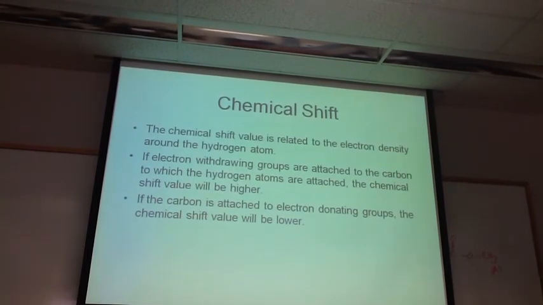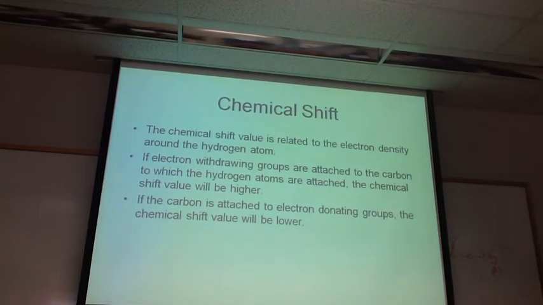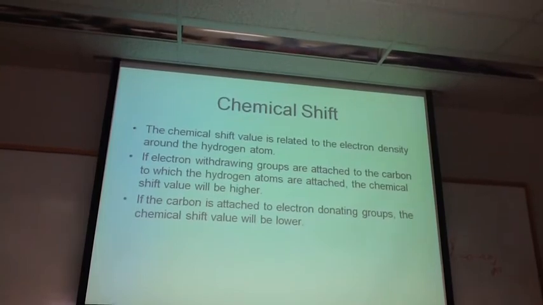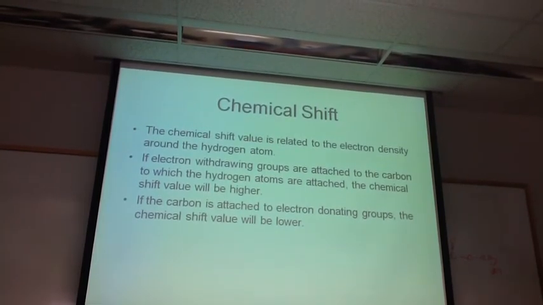So where the peak comes in depends on the types of things that are around it. Okay, so if you have electronegative or electron withdrawing groups, the chemical shift will be higher. And if it's higher, the term used is downfield. So down is pushing it to higher values, upfield is pushing it to lower. Okay, so electron withdrawing groups, give me examples of that.